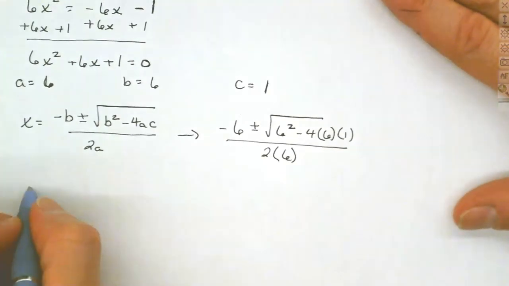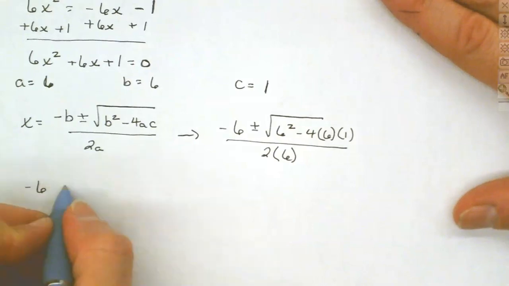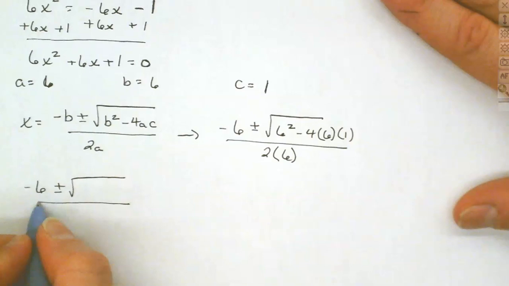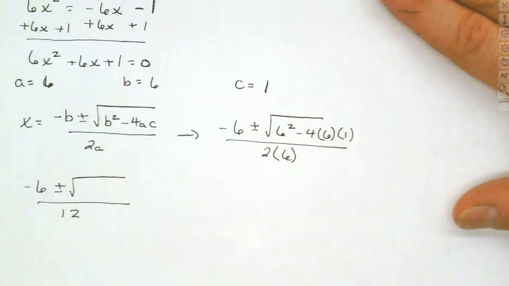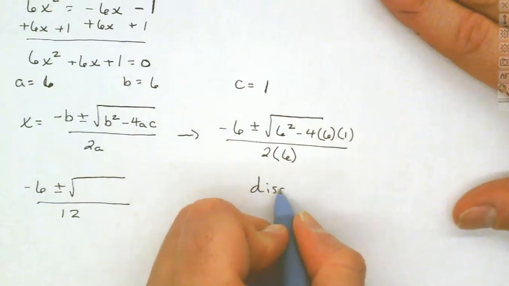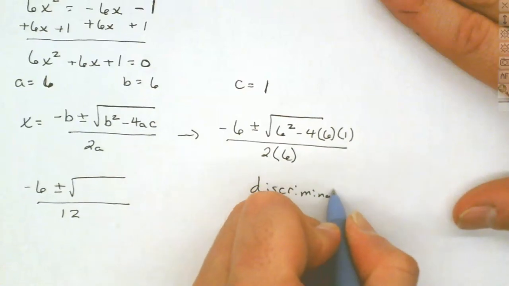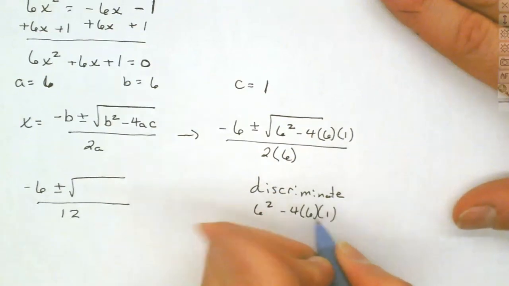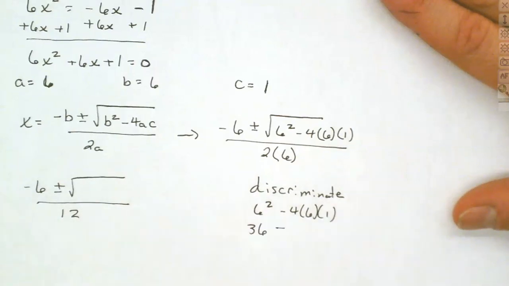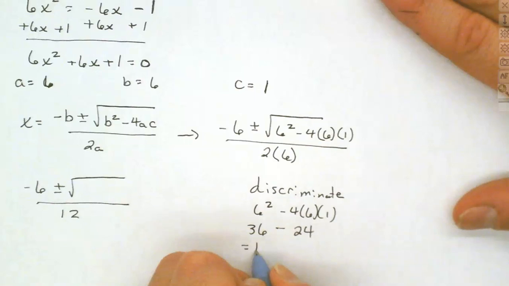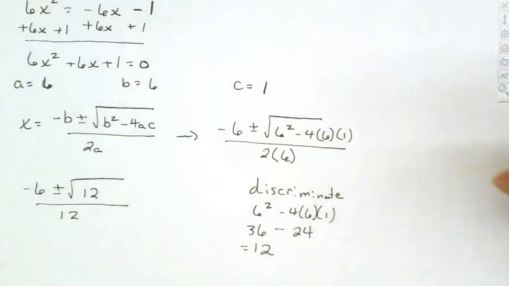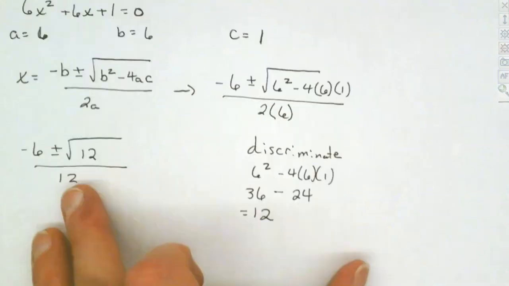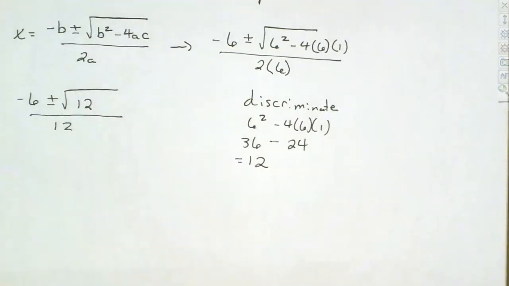Go ahead and break this down. So we have a minus 6 plus or minus, we've got our square root, and 2 times 6 is a 12. Our discriminant is over here, and that's 6 squared minus 4 times 6 times 1, so that is 36, and 4 times 6 is 24. Subtract them and we get our 12. That's not one of our choices, though, is it? We've got to break down that 12 because that 12 is going to break down, and then we can reduce it with that.